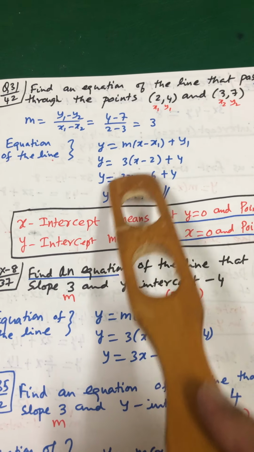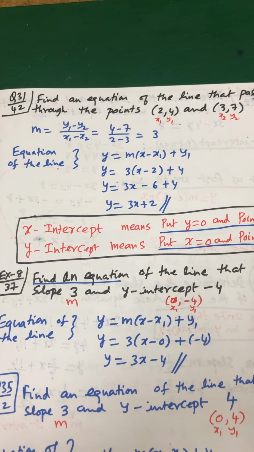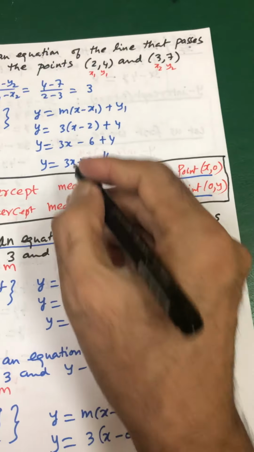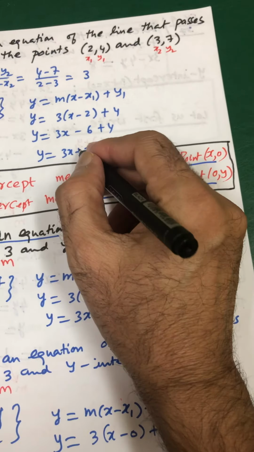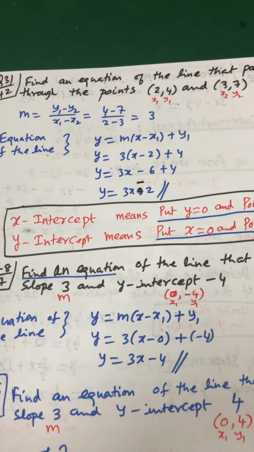So multiplication: 3 multiply x is 3x, 3 multiply 2 is 6, minus 6 plus 4 is minus 2. So this will be minus 2.